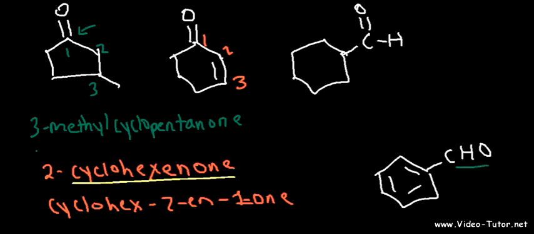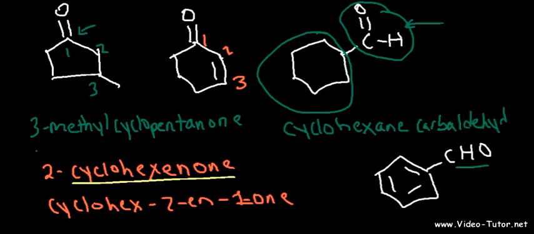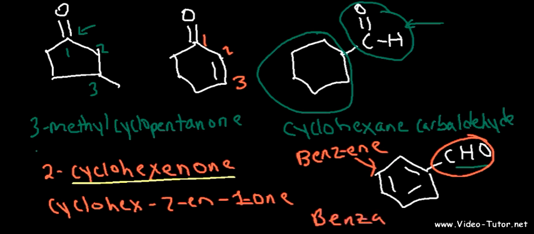Whenever you see a CHO, that's basically this functional group. It's an aldehyde. Aldehydes have to be at the end, so they can't be directly attached to the ring. So here we have it outside the ring. So this group is a cyclohexane, and here we have a 1-carbon aldehyde, so it's called cyclohexanecarbaldehyde. Make sense? Now this one, we have a benzene ring, and we have an aldehyde functional group, so it's called benzaldehyde.